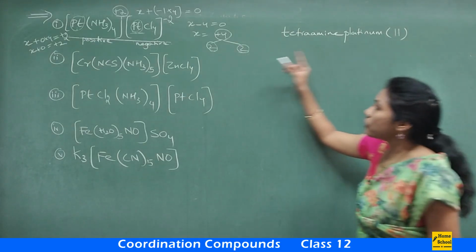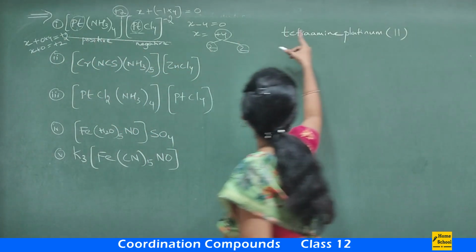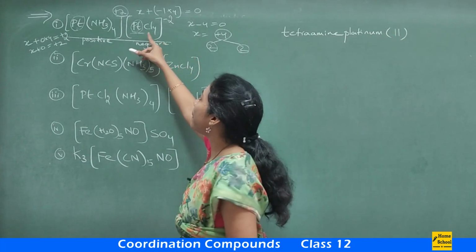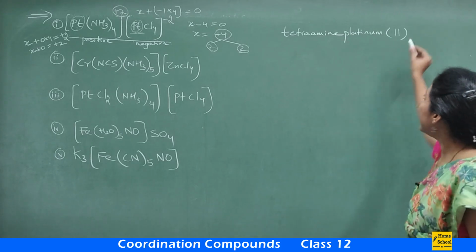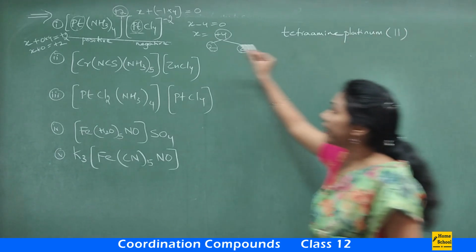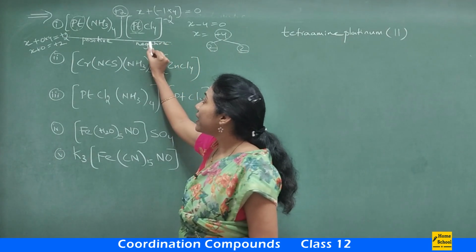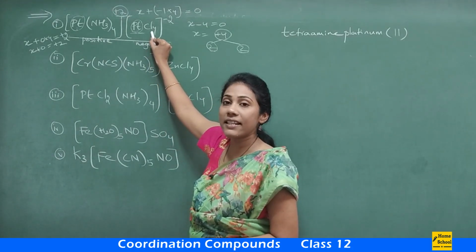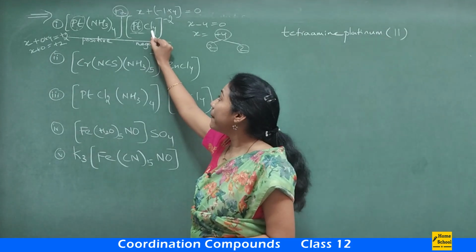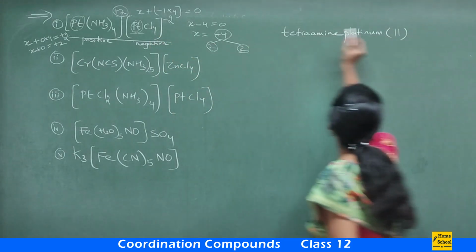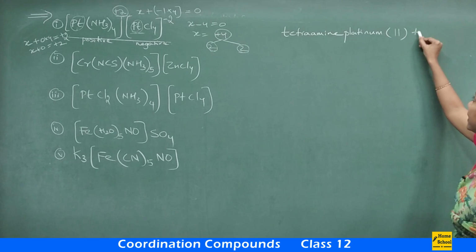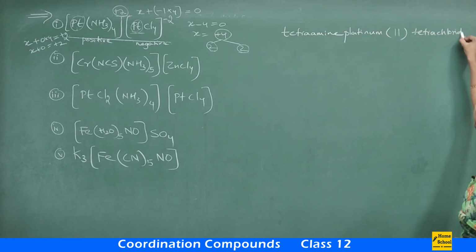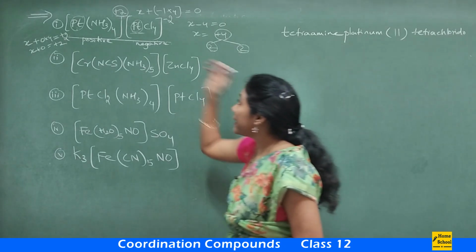So the positive part's name is over, guys: tetraamine platinum(II). Now write the negative part's name. Give a little gap and start writing the negative part's name. The negative part is also a complex ion. Here also we have ligands, Cl ligands, chlorido ligands, and mention the prefix. 4 are there, so tetrachlorido. Little gap, and write down tetrachlorido. And next, the central metal atom's name.